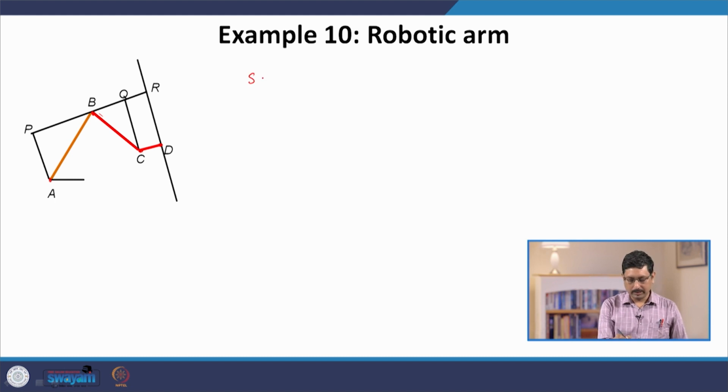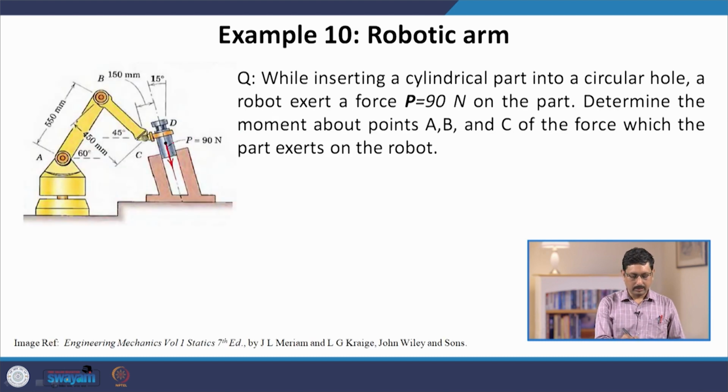First, let us choose our system to be the robot. Then it is interacting with the cylindrical part. With the surroundings, the only interaction you need to consider is the interaction between these. So, this entire thing is the robot, and it is pushing the cylinder down with a force P.